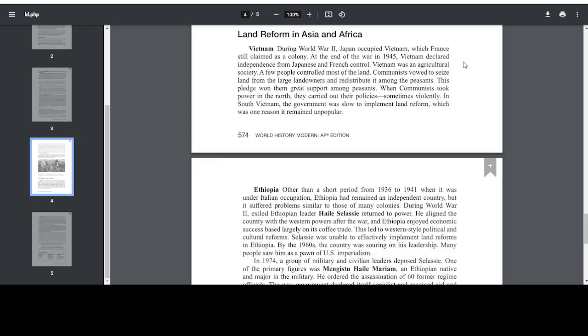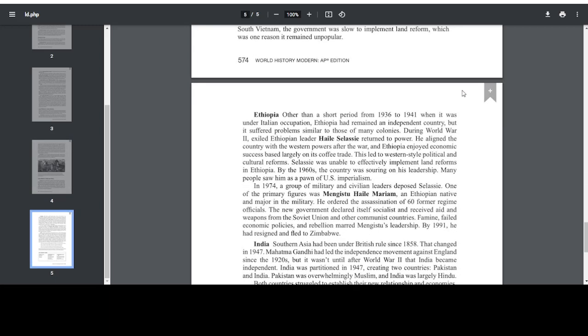Vietnam was an agricultural society. A few people controlled most of the land. Communists vowed to seize land from the large landowners and redistribute it among the peasants. This pledge won them greater support among the peasants. When communists took power in the north, they carried out their policies, sometimes violently. In South Vietnam, the government was slow to implement land reform, which was one reason it remained unpopular.